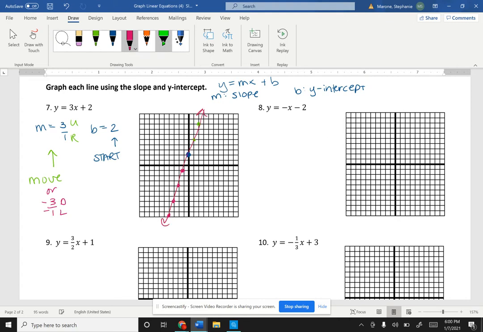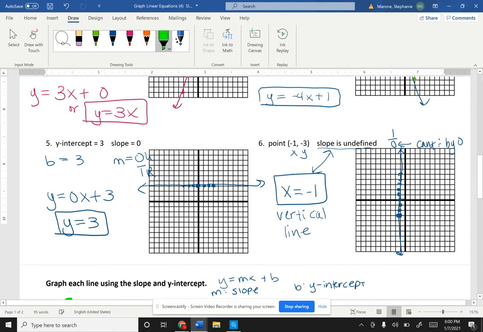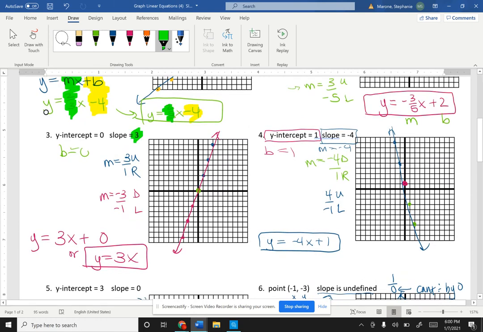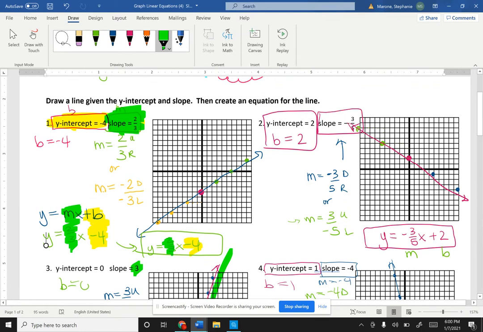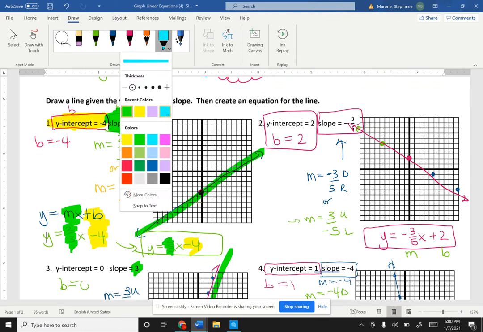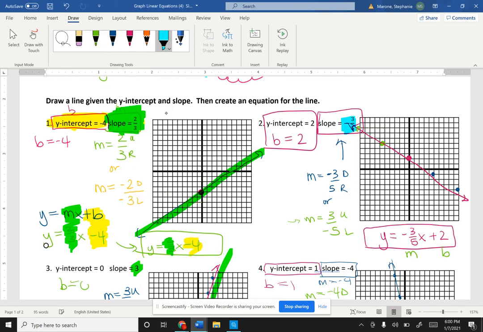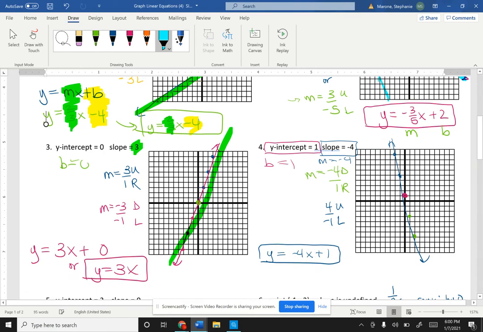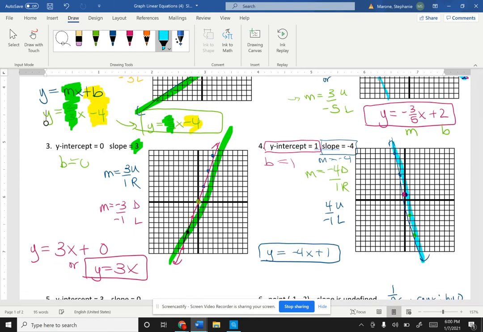If the slope is positive, the line's going to be going up from the left to the right. Same thing with all of these. If the slope is positive, it's going to be going up. These notes are so messy. If the slope is negative, it's going to be coming down.